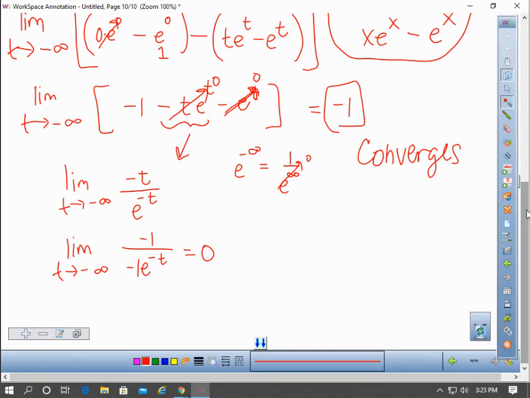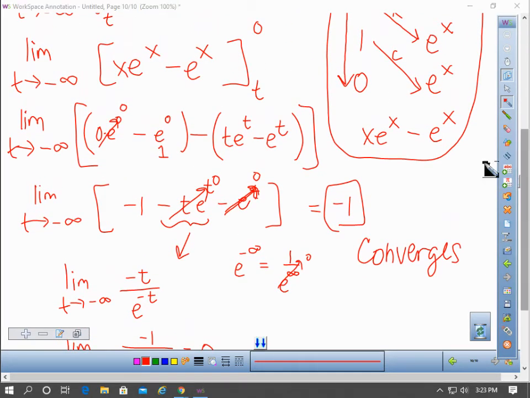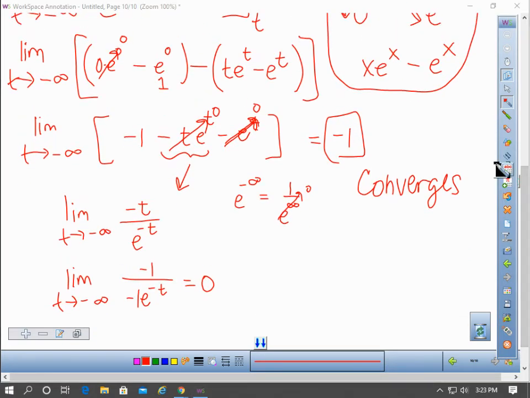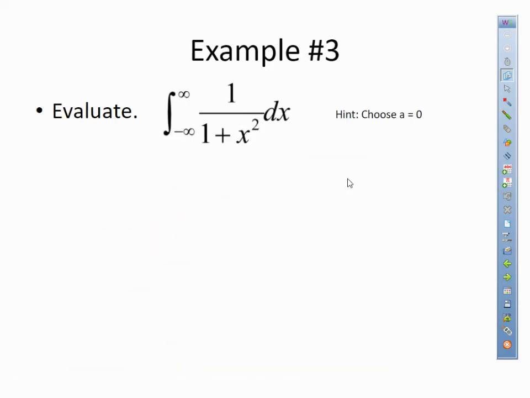So what you have to do for every single problem is you have to rewrite it, and then you're going to do the fundamental theorem, and then you've got to figure out, as t goes to infinity or negative infinity, what the answers are. So sometimes it's going to involve doing an indeterminate product or an indeterminate quotient that we've already studied in the last section. All right, so that one was -1 and converged.